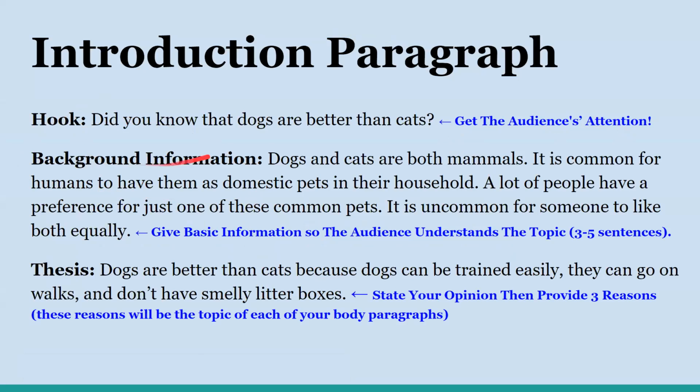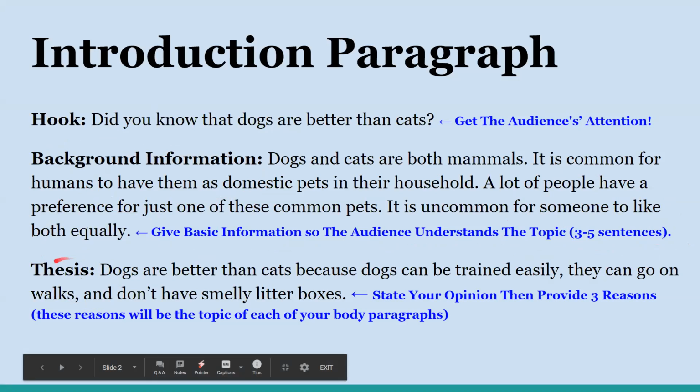Then next, you want to do the background information. So dogs and cats are both mammals. It is common for humans to have them as domestic pets in their household. A lot of people have a preference for just one of these common pets. It is uncommon for someone to like both equally. So this is some of the background information. You're giving basic information so the audience understands the topic. And typically this would be about 3 to 5 sentences.